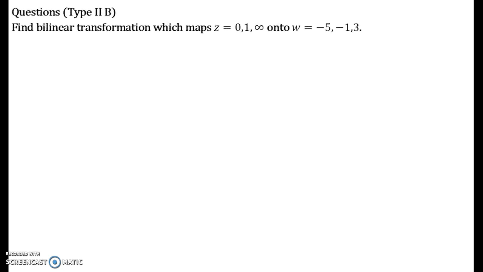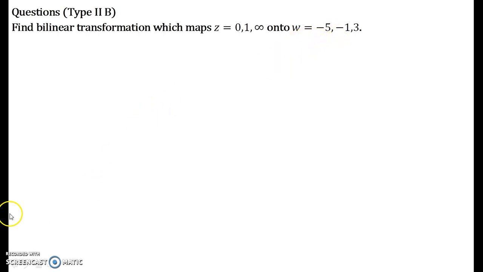In this video lecture, we will be solving type 2b kind of problems of bilinear transformation related to cross ratio. So let us see the question. Find a bilinear transformation which maps z equal to 0, 1, infinity on to points w equals -5, -1 and 3. In this type, what is special is that one of the points will be infinity. It may be either on the z side, or on the w side, or on both sides. How to deal with this type of problem we will be seeing in this video lecture.